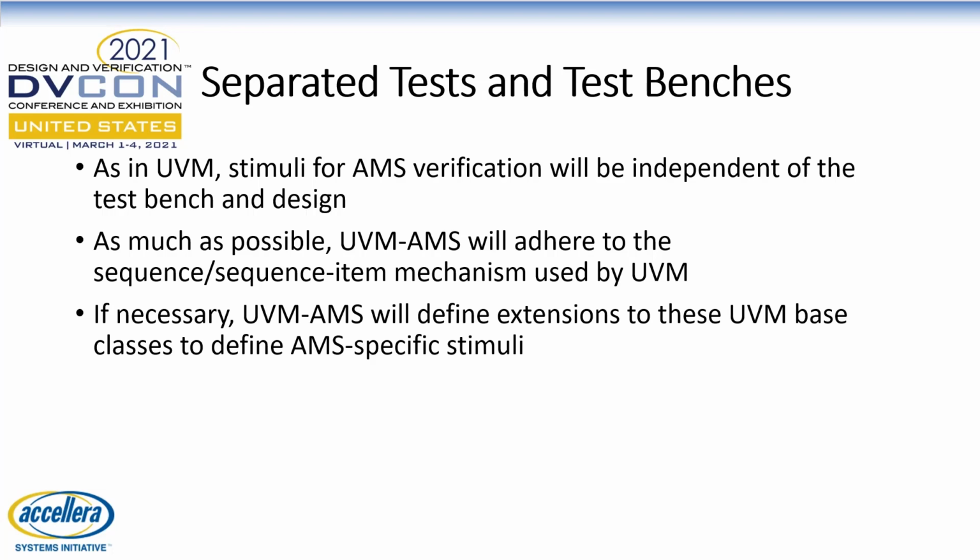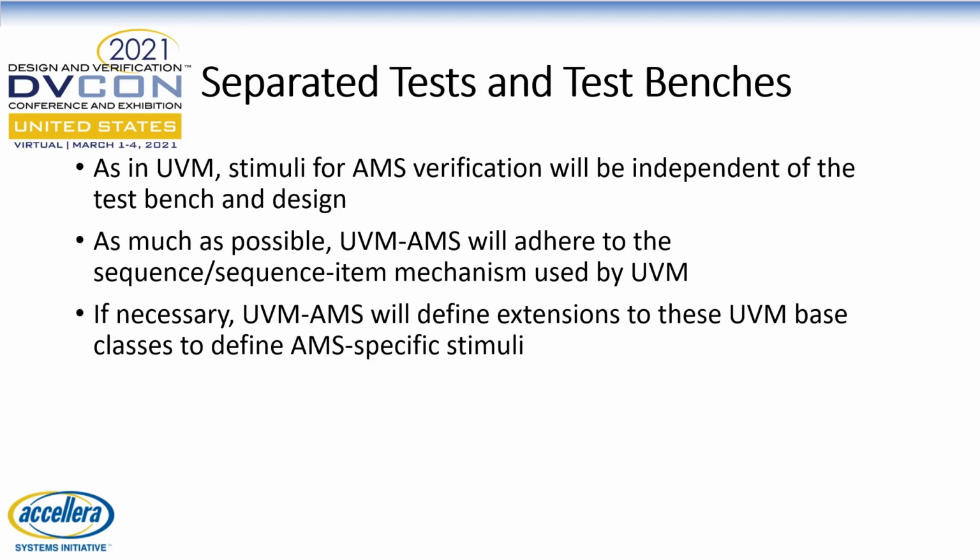The third and last capability which UVM-AMS offers is the separation of tests and test benches. As in UVM, stimuli for AMS verification will be independent of the test bench and the design. This way, the test and the test bench can be independently reused, leading to higher verification efficiency.